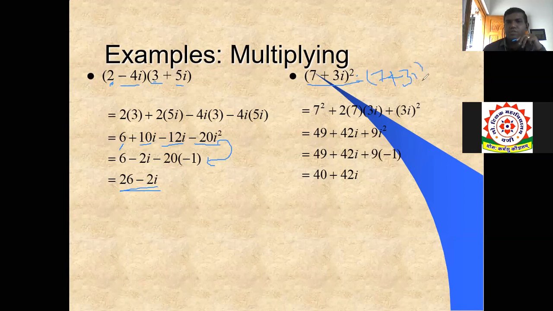Similarly, the product of 7 plus 3i, twice. So 7 into 7 is 7 square, 2 times 7 times 3i is 42i, and 3i square means 9i square, and 9i square is again minus 9.